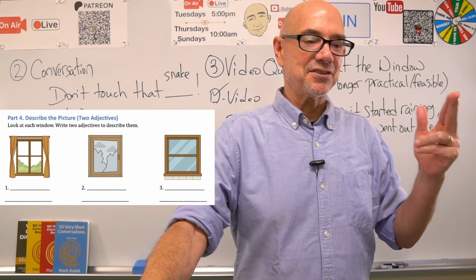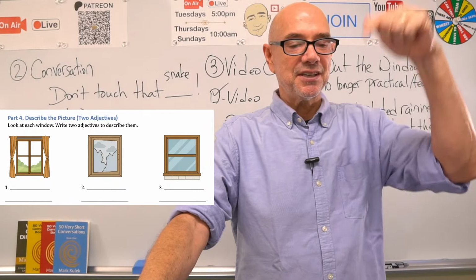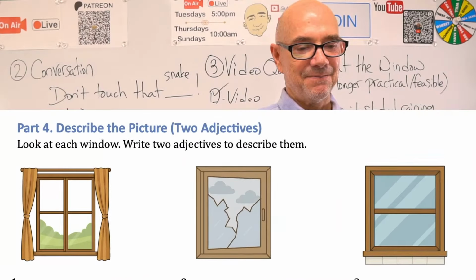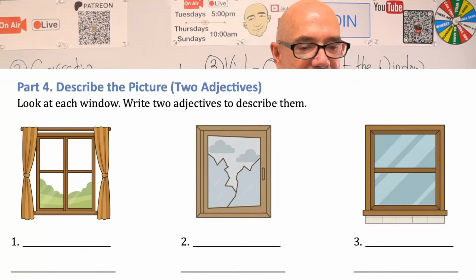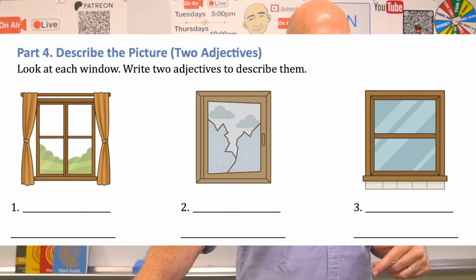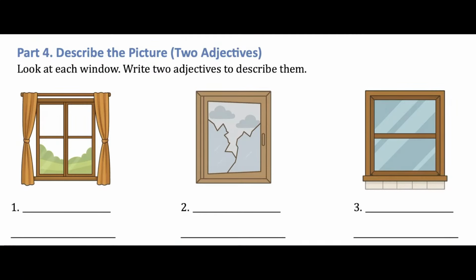Now we use 2 adjectives to describe these windows. So we have 3 windows. Describe. We don't need to see me. So I'll turn the camera off. So now we have 3 windows. Use 2 adjectives to describe these windows.